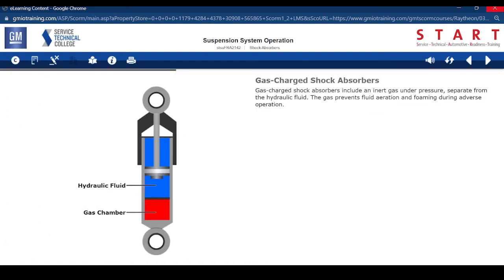Gas-charged shock absorbers include an inert gas under pressure, separate from the hydraulic fluid. The gas prevents fluid aeration and foaming during adverse operation.